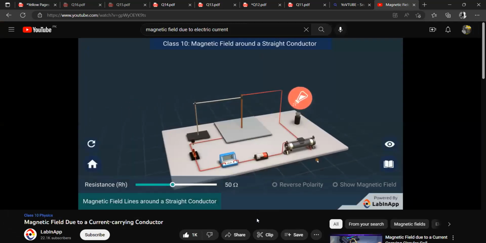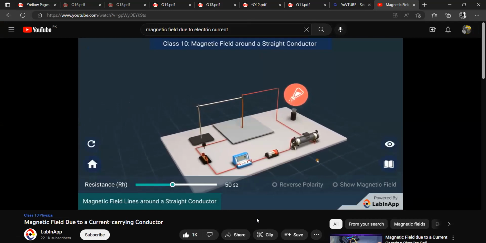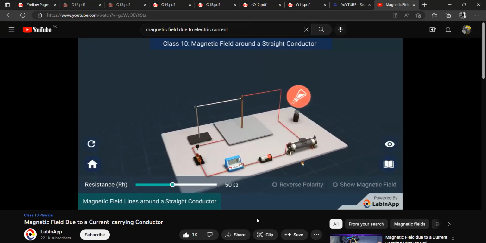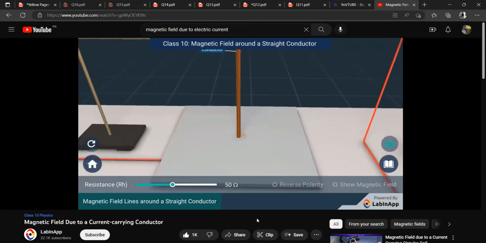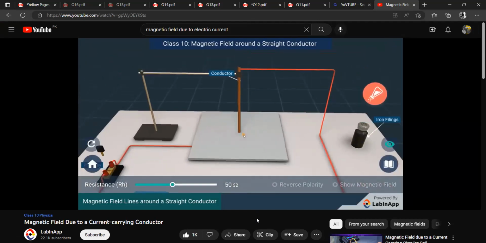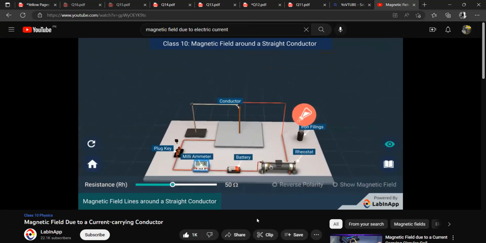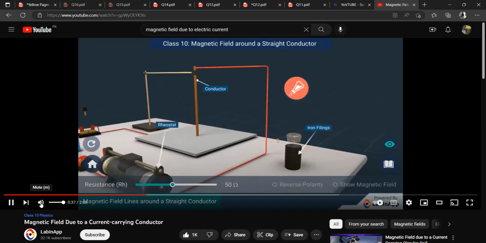Okay, in this experiment, there are multiple components, right? One is a conductor, and there is also a power source and a rheostat connector, and some iron filings, because normally we use iron filings to identify the direction or the force of attraction by a magnet, right? So let's first check out the complete experiment.